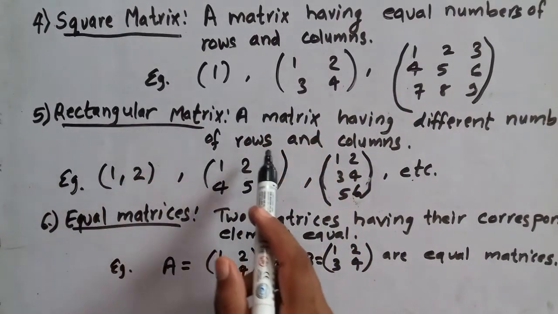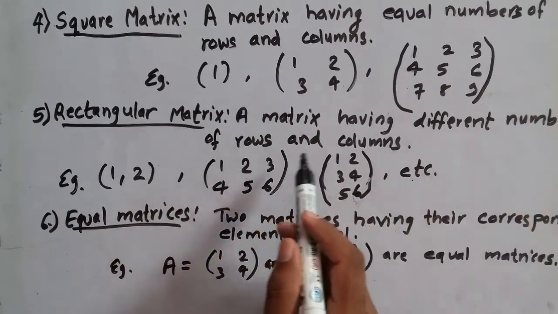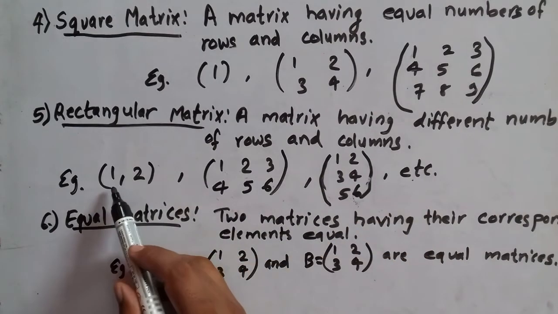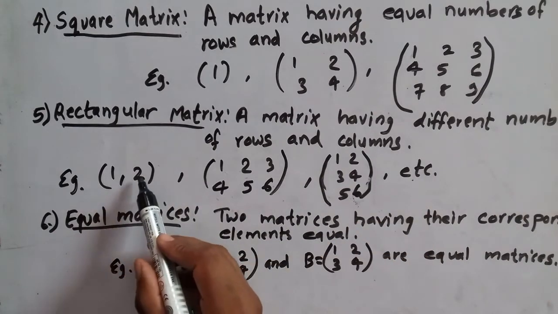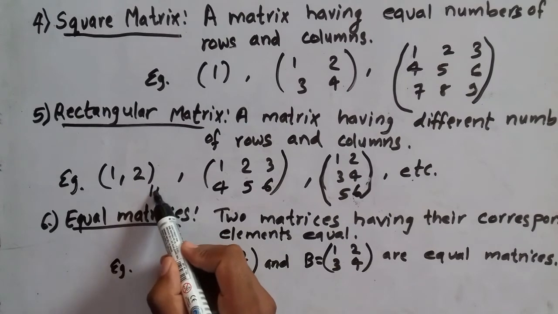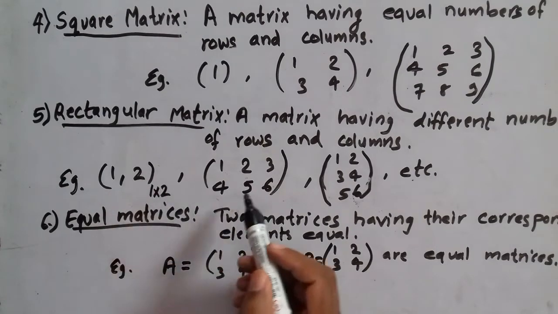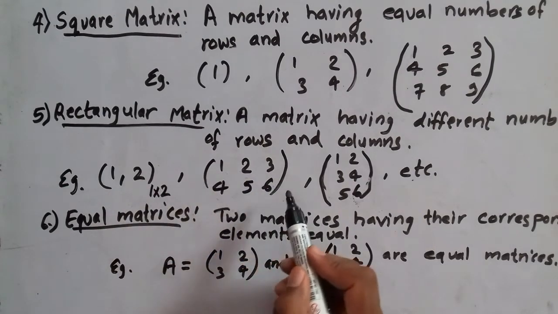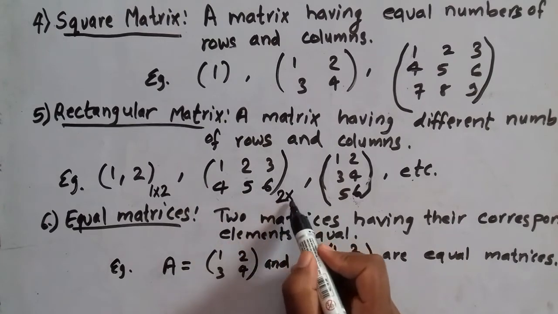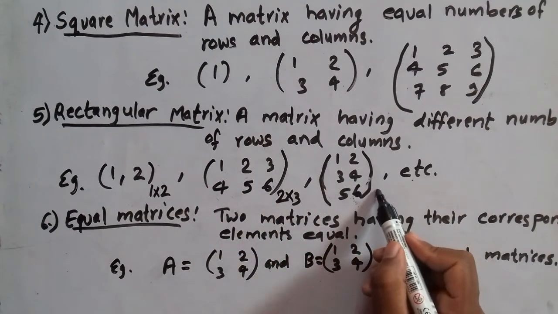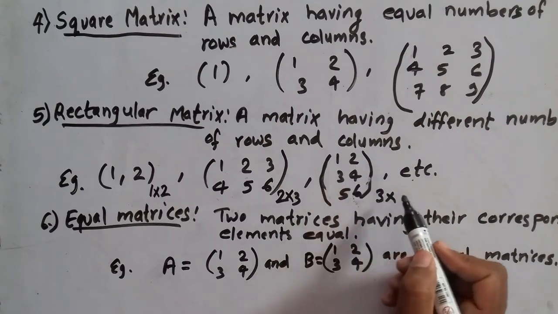And a rectangular matrix means a matrix having a different number of rows and columns. For example, here the number of rows is 1 but the number of columns is 2, and the order of this is 1 by 2, and here the number of rows is 2 and the number of columns is 3. Here the number of rows is 3 and the number of columns is 2.